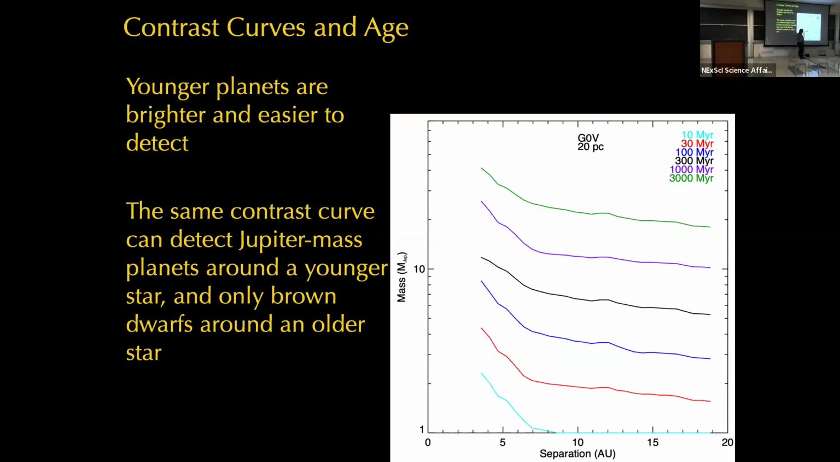And as I go to older and older stars, I become less and less sensitive to low mass planets, until by the time I get to a gigayear or so, I'm essentially not sensitive to planets at all. I can only see brown dwarfs. And so with direct imaging as it exists from the ground right now, we really need these younger stars to go after the younger planets.